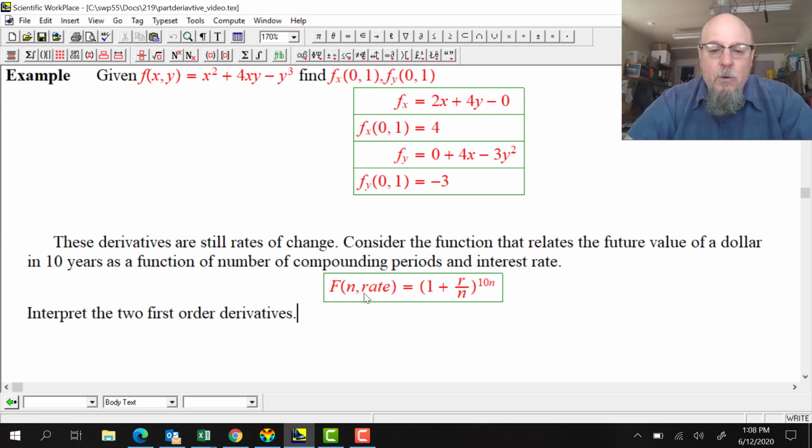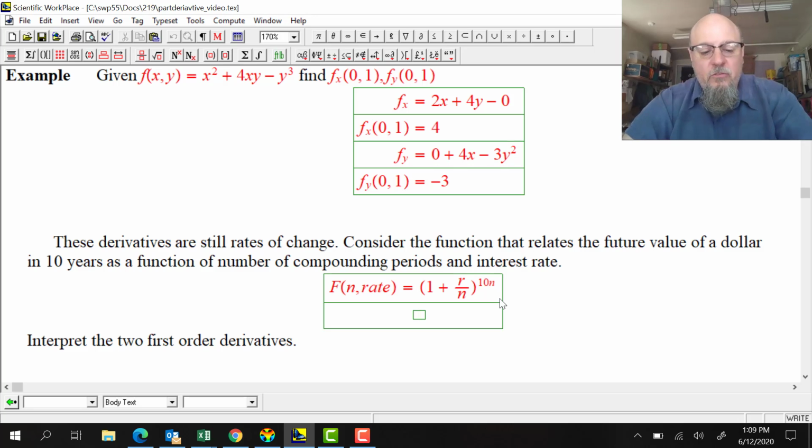Here's a function that gives you the future value of $1 in 10 years with n compounding periods. If you get interest once a year, there's one compounding period per year. If you get interest twice a year, semi-annual interest, then n is equal to 2. Sometimes you have daily interest savings accounts, so n is equal to 365. Could be quarterly, 4 times a year, so n would be 4. And r is the annual interest rate that you're getting on your dollar. So this function's output is what a dollar will be worth 10 years from now with interest rate r and n compounding periods. That's what it means.